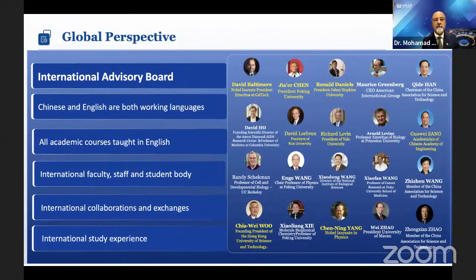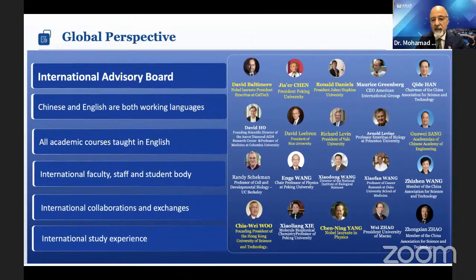In terms of global perspective and internationalization, I mentioned we have an international advisory board. If you look at this page, I highlight some names just to speed up. You can see, for example, a couple of Nobel laureates are members of this advisory board. We have many university presidents, like Rice University and Yale University. We have academicians from different countries, but mainly from the Chinese Academy of Engineering.